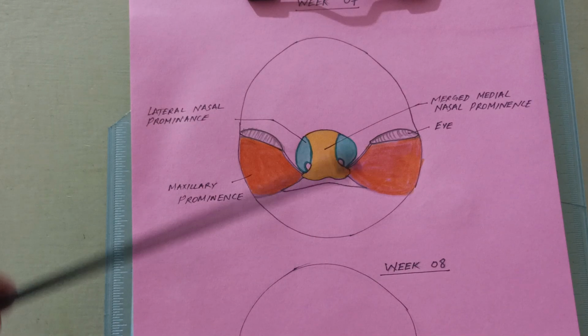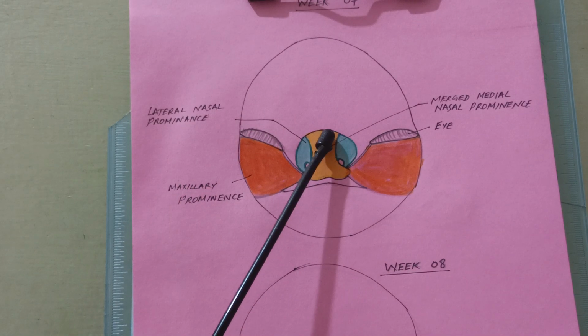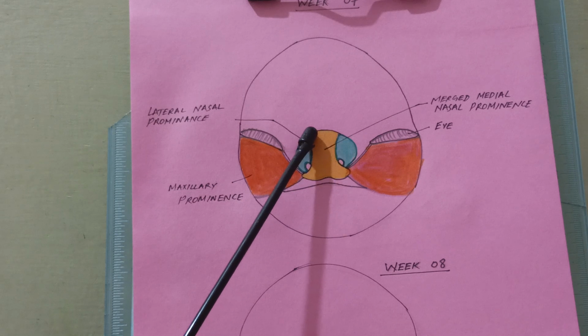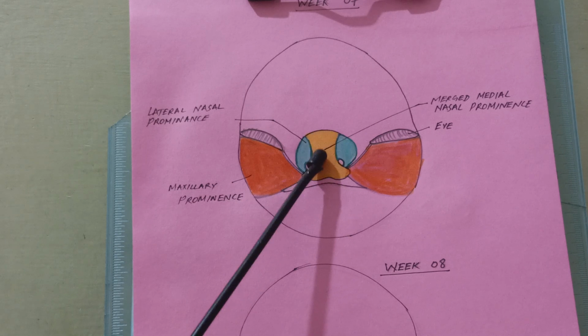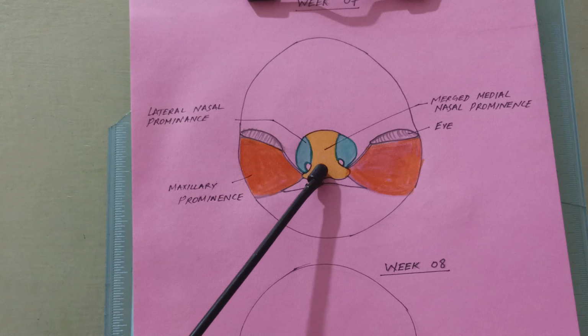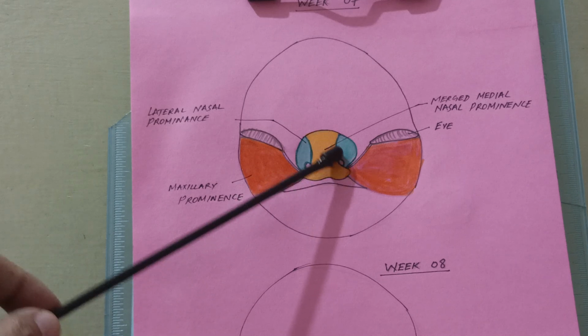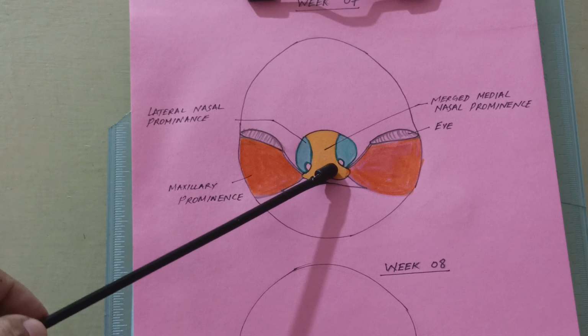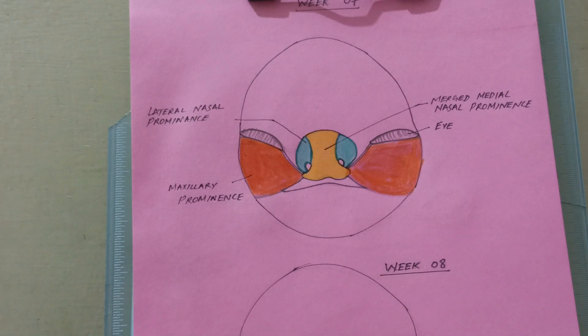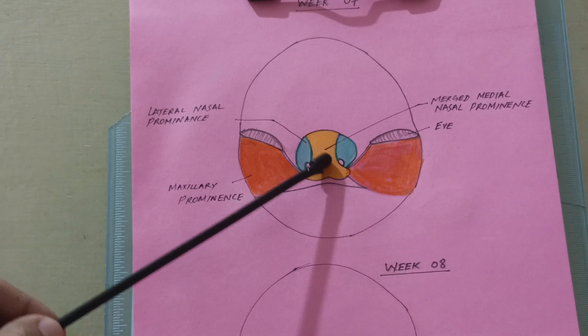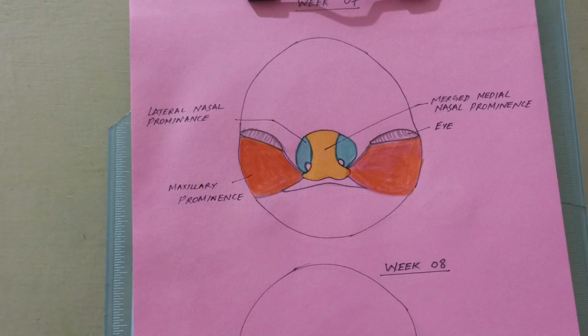Okay, now in this diagram, you have seen that these medial two prominences have merged in the midline to form a median merged nasal prominence, and they are now forming the dorsum of your nose, the tip of the nose, and let's see what else they are going to form. In this picture, they have grown a bit more, and they are taking part in the formation of the philtrum. But before that, as they have merged, they will create the intermaxillary segment, and this is the intermaxillary segment that is giving rise to the philtrum.